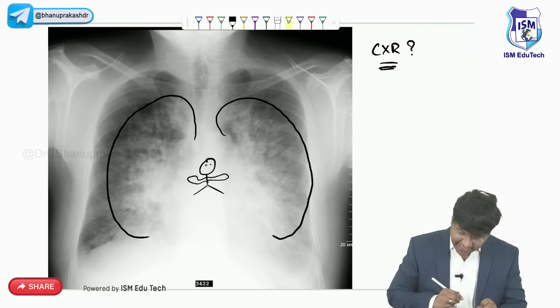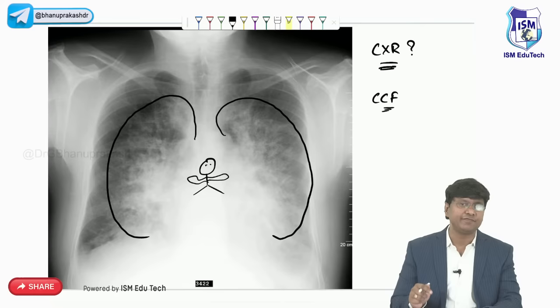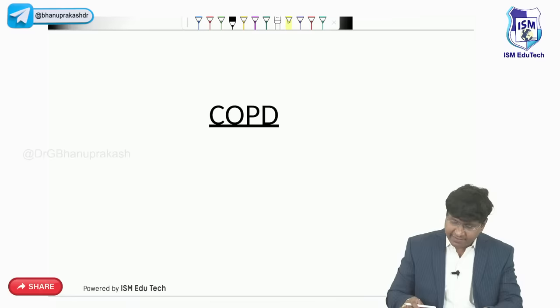Characteristic bat wing appearance. Very good. You will have this in case of congestive cardiac failure, and in pulmonary edema caused by your congestive cardiac failure. So with left ventricular failure, you have this characteristic bat wing appearance. Okay, right. So now after having discussed ARDS, the next important topic will be COPD.